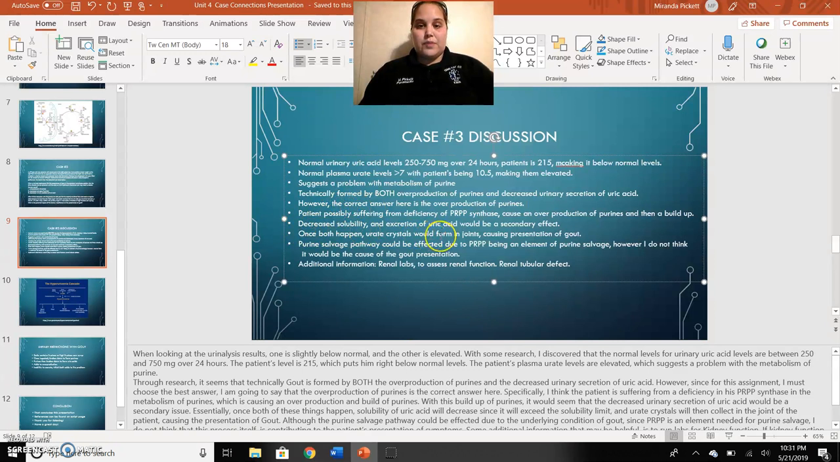A secondary effect would be the decreased secretion of uric acid, which is usually caused from the decreased solubility of the purines. Once both of these things happen, urate crystals would be formed because there's such a high concentration in the blood. Urate crystals would be transported to the patient's joints, which would cause pain, and obviously the presentation of what he's experiencing, which is the gout, and the pain in his right toe.